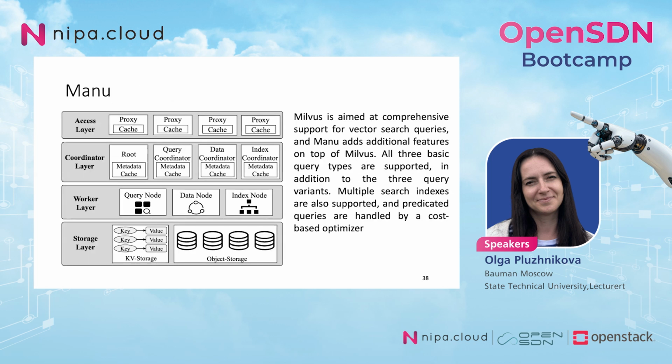Milvus is aimed at comprehensive support for vector search queries, and Manu adds additional features on top of Milvus. All three basic query types are supported, in addition to the three query variants. Multiple search indexes are also supported, and predicated queries are handled by a cost-based optimizer. In the picture, we can see the Manu architecture.